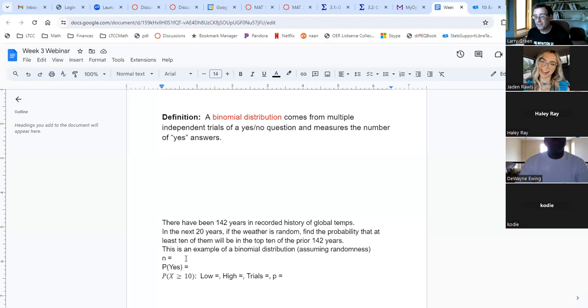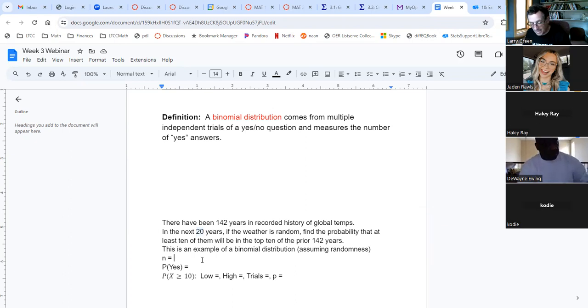What is the sample size? I'm looking for a number. Not a trick question. It's easy. What's the sample size? Okay, so 142 is not the sample size. That's the population size. The sample size is 20, because we're looking at those 20 years. How many yes answers are you going to get?